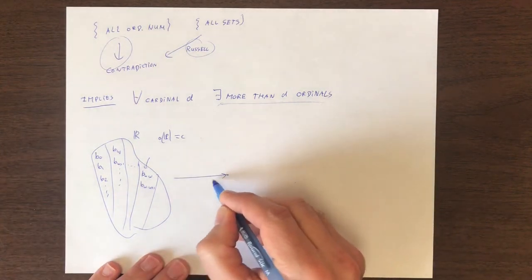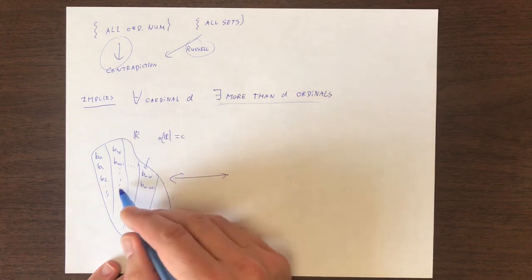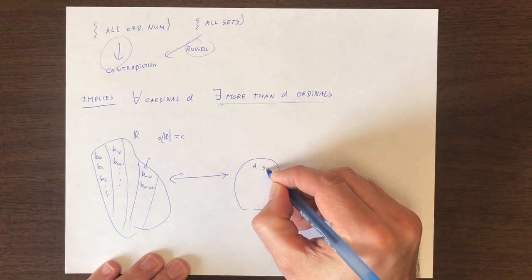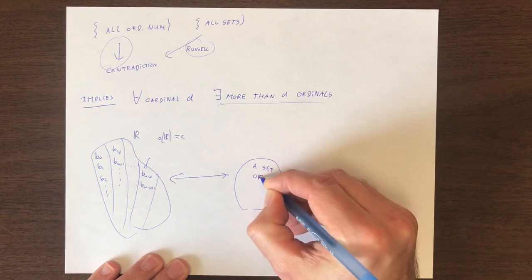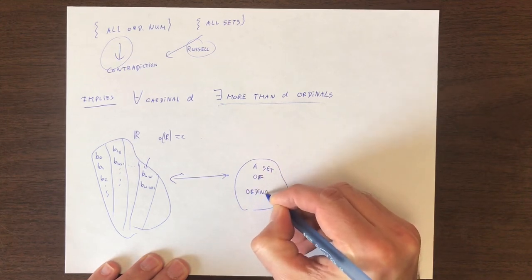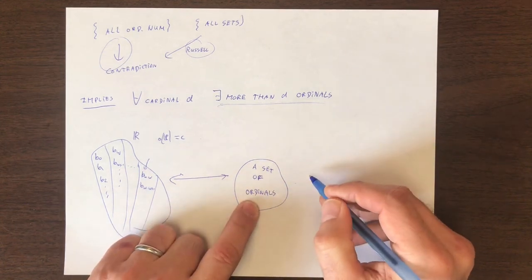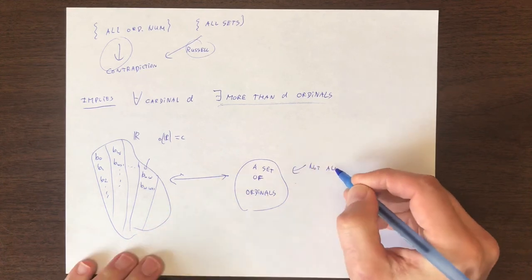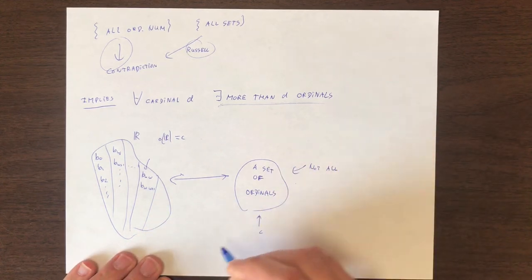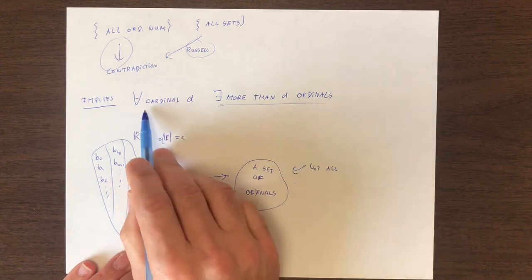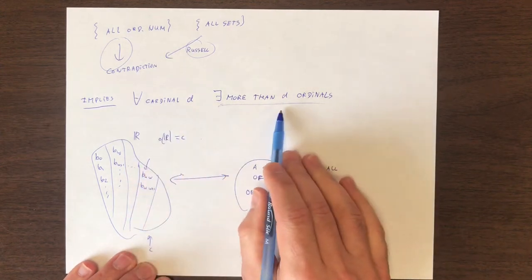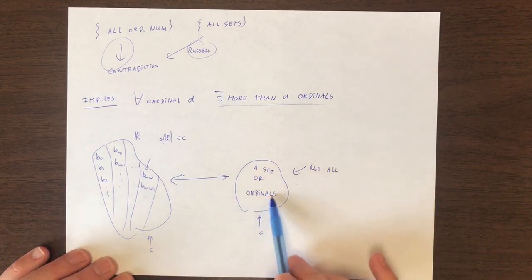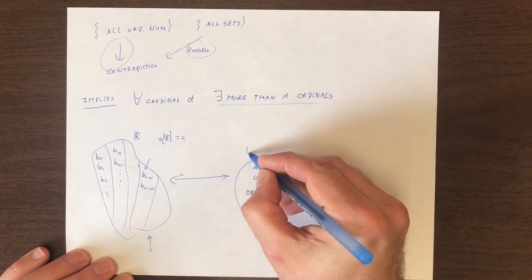So there is actually a bijection between R and some set of ordinals. Now, mind you, not all ordinals. Because if I have this bijection, then this set has C elements because R has C elements. And for any cardinal there are more than that many ordinals. So this is definitely not all ordinals. But this set of ordinals is well ordered.